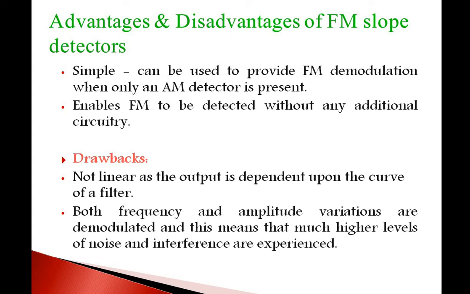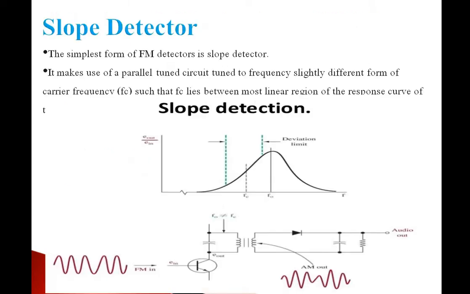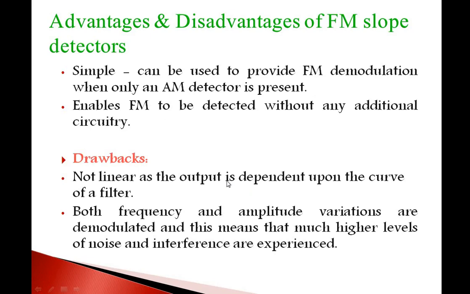Another advantage is that it enables the frequency modulated wave to be detected without any additional circuitry. FM can be easily detected, but you will not get the message signal properly because you are getting the harmonic noise and the original message data will be lost. And the drawback is that it is not linear, as I have already said here. Your carrier frequency lies over here between your F0 and your start initial frequency. That's the reason for what happens over here.